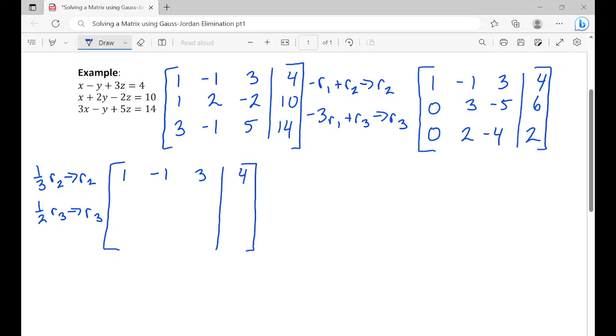And now to get my new row 2 and 3, 0 times 1/3 is 0. 3 times 1/3 is 1. -5 times 1/3 is -5/3. And 6 times 1/3 is 2. And now for row 3, 0 times 1/2 is 0. 2 times 1/2 is 1. -4 times 1/2 is -2. And 2 times 1/2 is 1.